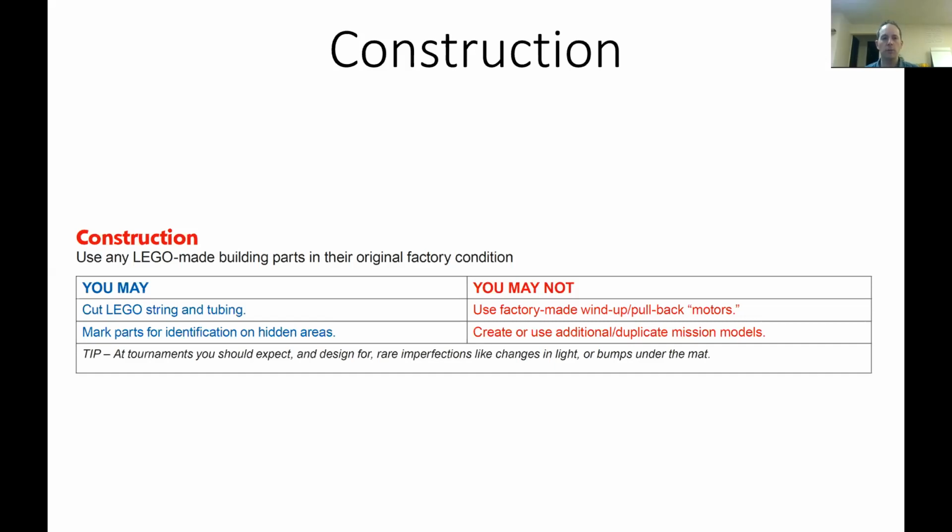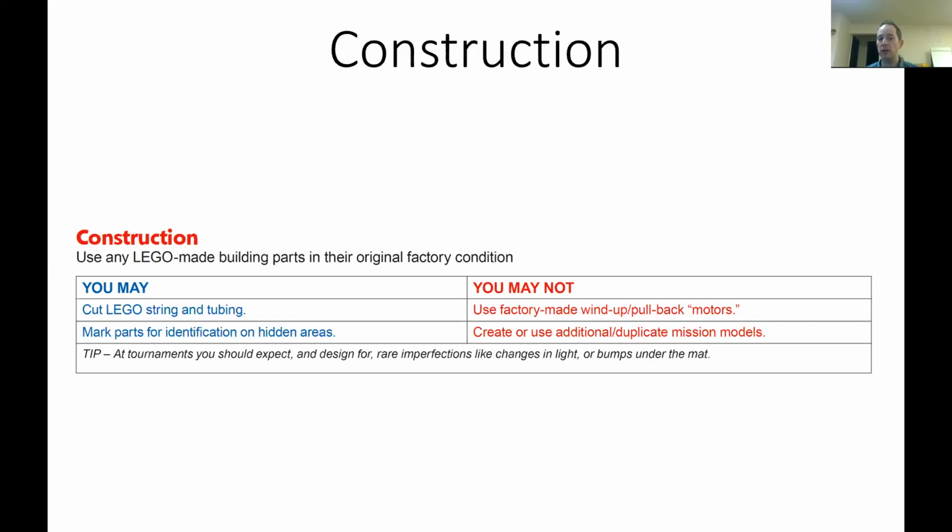You are allowed to mark parts for identification on hidden areas. I don't know how precise the definition of hidden is. One thing to be aware of, if you've got markings on things that aren't hidden, denatured alcohol works really well for removing Sharpie marks. There used to be a rule like 5 or 6 years ago that stickers are not allowed except Lego stickers applied per Lego instructions.